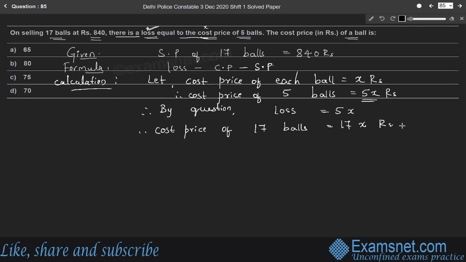Now the equation becomes, so what is loss? 5x, cost price 17x, and the selling price is 840 rupees. So substitute these values in equation. Loss is CP minus SP. Therefore, loss is equal to cost price minus selling price. Loss is 5x. Cost price of 17 balls is 17x minus selling price of 17 balls is 840 rupees.